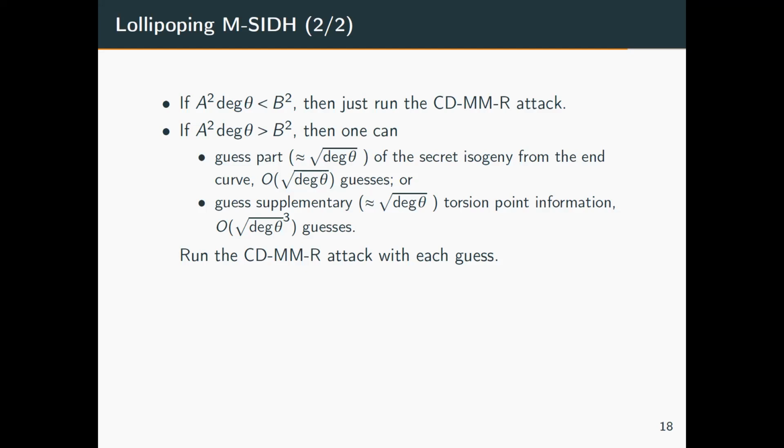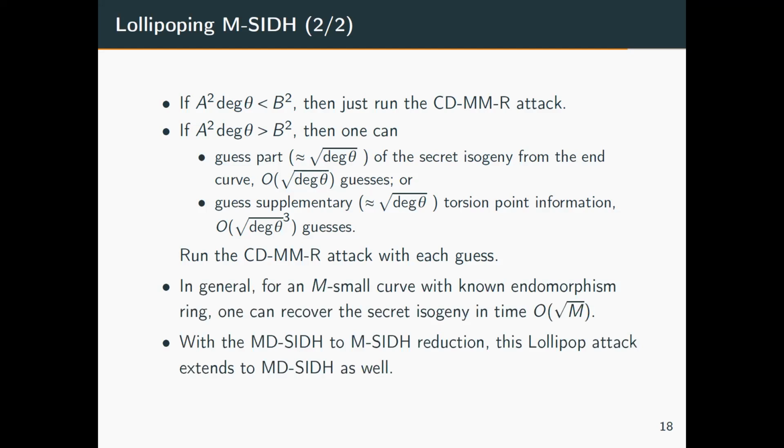After that, when you guess, for each guess, you then still run the attack, and then you'll probably get away with it. So if you look in the general case, then if I want to guess part of the isogeny here, since there is a square, then I need to guess an isogeny of square root of degree of theta. Then it means in general for M small curves, as far as you can evaluate the endomorphism theta, the complexity will be roughly O of square root of M, ignoring any polynomial factors or anything that can come which is small. Then with the reduction of Masked-degree SIDH to MSIDH, the lollipop thing extends also to that case, and yeah.